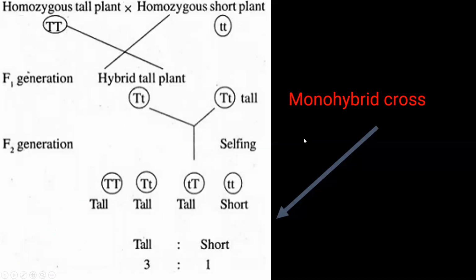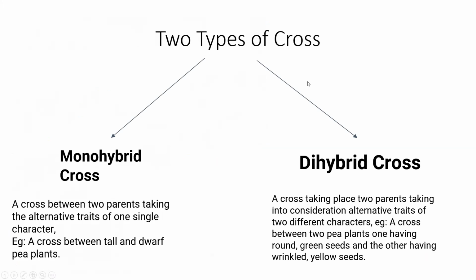Now we move on to monohybrid cross. I'm taking the clear slide. We're doing the same example again, but this time we'll do it properly. Monohybrid cross basically means crossing 2 organisms with one pair of contrasting characters. Over here, we're crossing a tall pea plant and a dwarf pea plant.